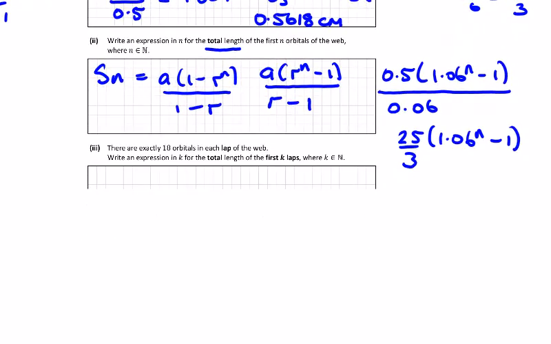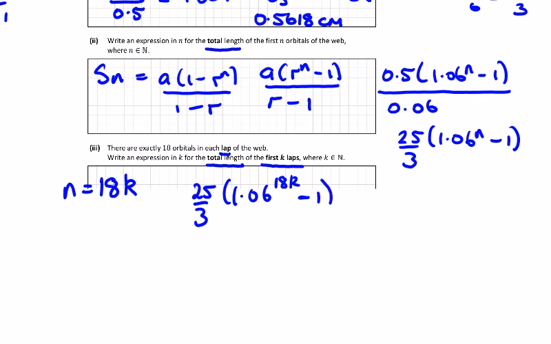And in the last part, there are exactly 18 orbitals in each lap. Write an expression in k for the total length in the first k laps. Well, 18 in the first lap, 18 times k. If k is 2, that would be 36, 54, and so on. So 18k. And then the total length, we just replace n. That would be n is equal to 18k. We just replace n, I think, in the expression we just simplified. That should be enough for the last part. The power of 18k minus 1. Nice and neat and tidy. Question 7.